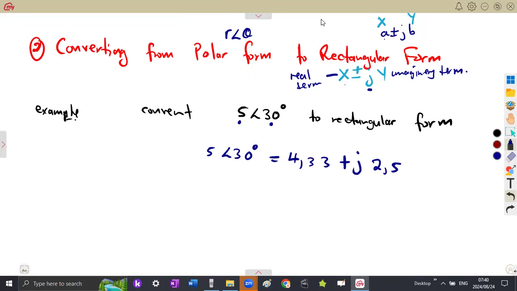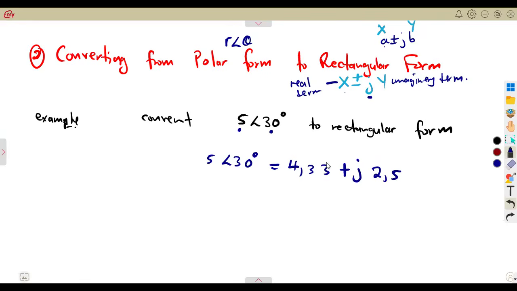So this is how you can simply convert to rectangular form. We are back to the rectangular form. On the calculator, this is your X, this is your Y. In our normal understanding, this is our A, this is our B. That is what you're going to need in that case.